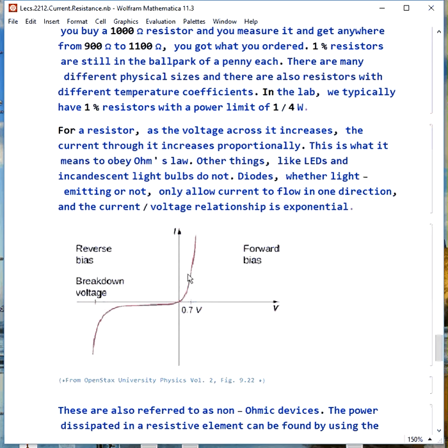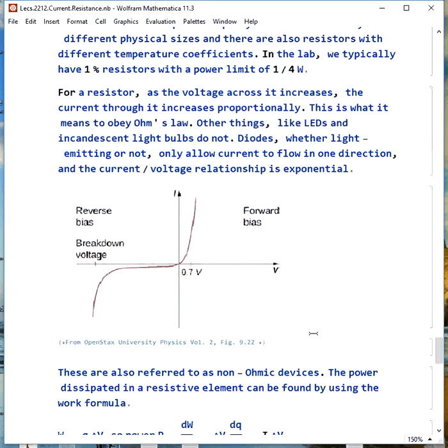This side, which is where you would expect to use the diode, this is an exponential rise in current. This is why if you've ever done anything with electronics and used a diode, you have to have a resistor in the circuit or you will burn the diode up very quickly. Things that look like this are called non-ohmic devices. They don't obey that thing that people call Ohm's law.